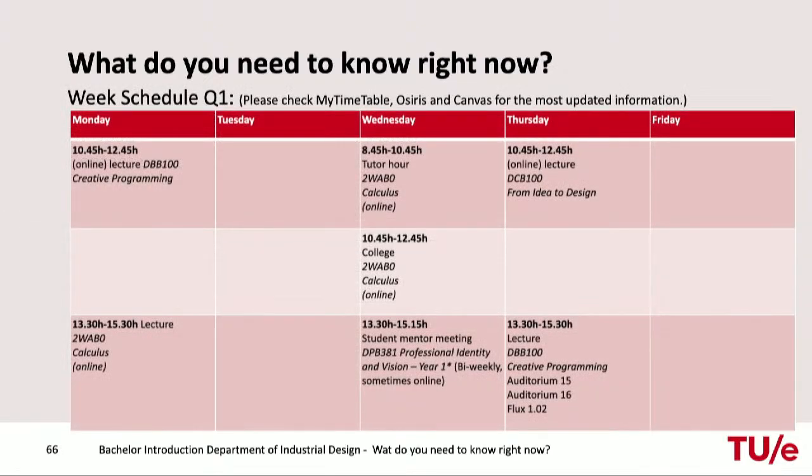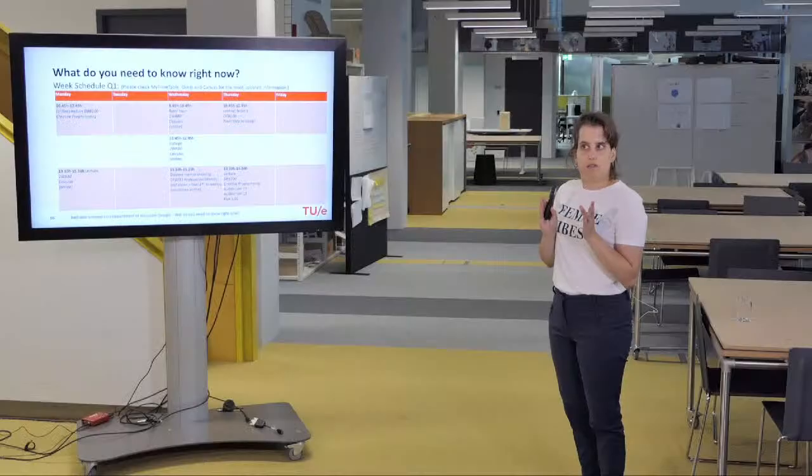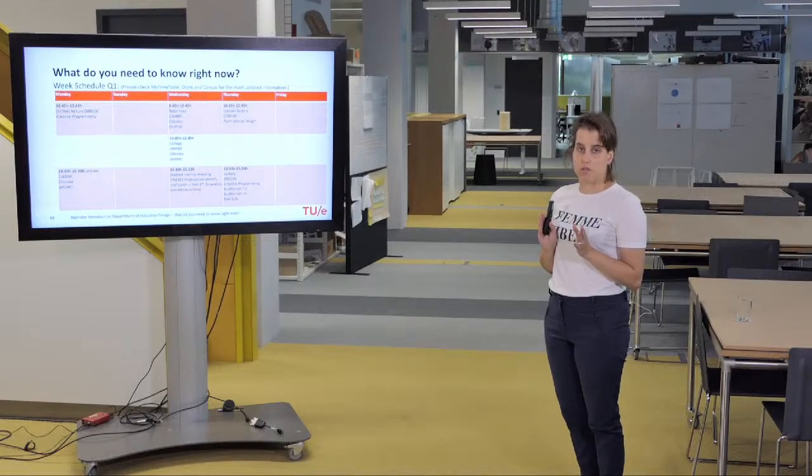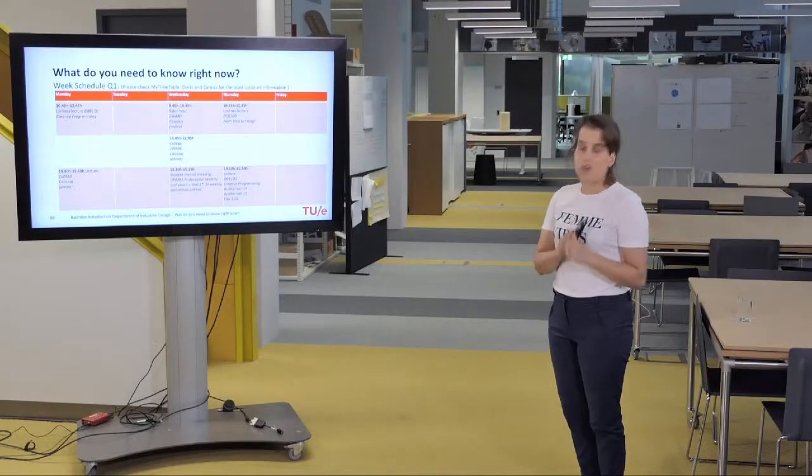Then I would like to show you the week schedule for your first quartile. Most lectures will be taking place online. As you can see, the only lecture that might take place on campus is creative programming. But what I would like to stress for you is that the main medium through which you can see if your course is taking place on campus or not is Canvas. This online learning environment, Canvas is leading, so it does not matter what it says anywhere else. If Canvas says the course is online, then it's online. You do not come to campus.